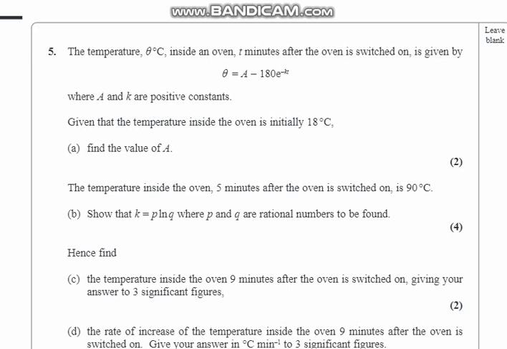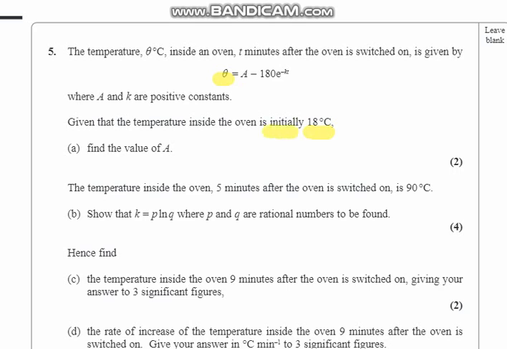Given that the temperature inside the oven is initially 18 degrees Celsius, part a states: find the value of a. Normally what we do is we just plug in the values they have given us, but you have to look for the pieces of information they have hidden there. They say that the temperature inside the oven is initially 18 degrees Celsius. That's theta here. I have marked it now.